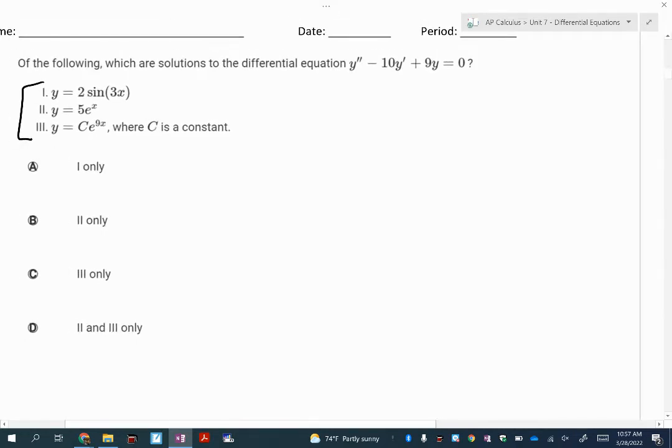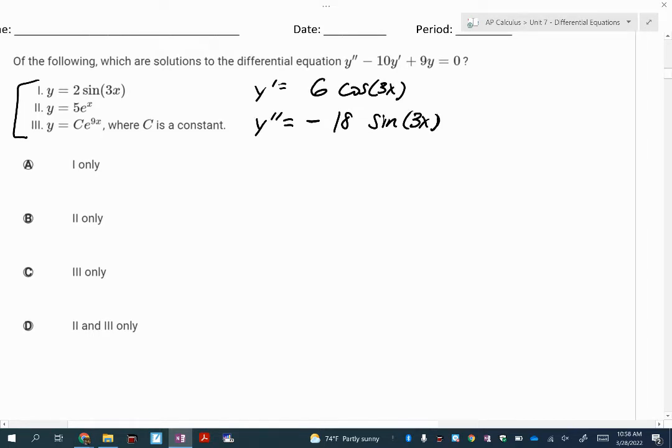All right, I notice in my differential equation I have the original function y, I have the single prime, so the first derivative, and I have the second derivative. So I need to do all 3 of these. So I have y prime. Derivative of sine is cosine. Don't forget the chain rule. Derivative of 3x is 3 times that original 2 gives you 6. Y double prime. Derivative of cosine is negative sine. Again, chain rule, derivative of 3x is 3 times 6 is negative 18.